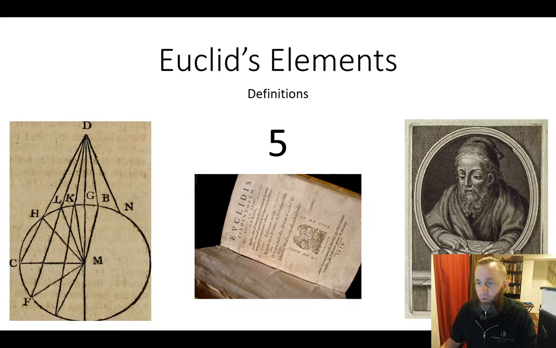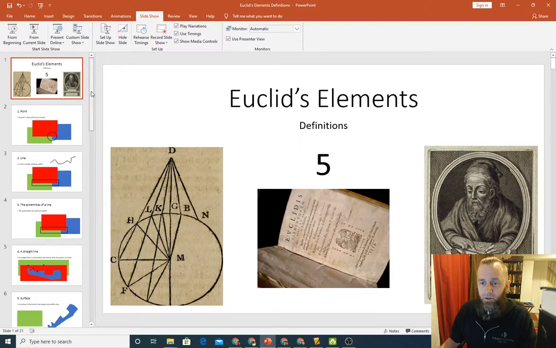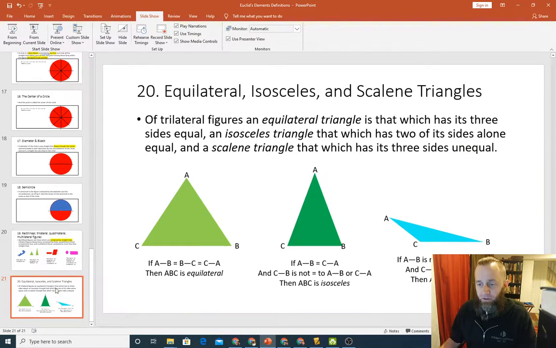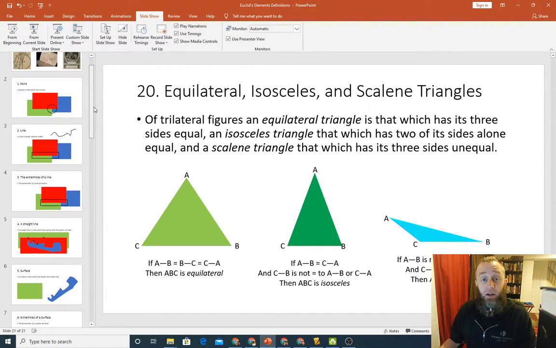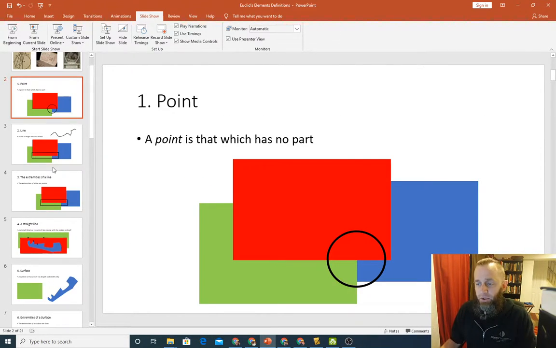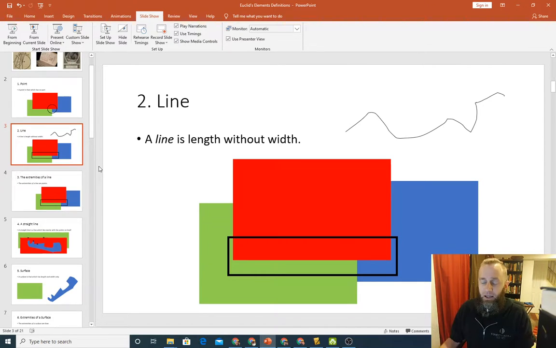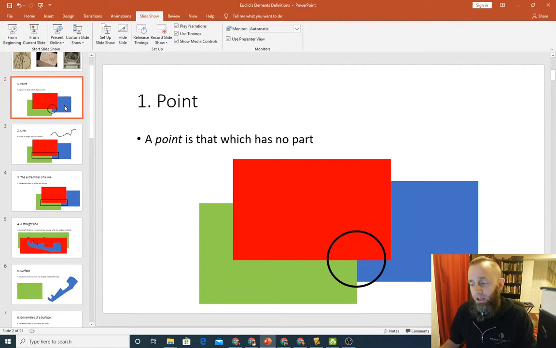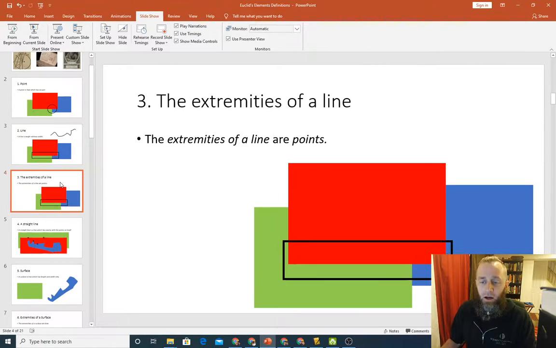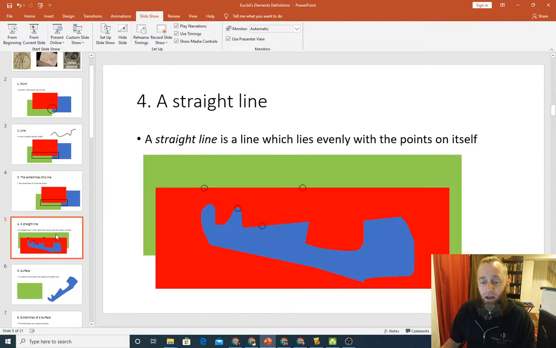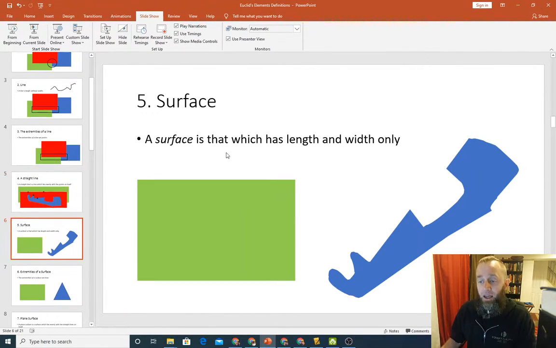All right, so we are on session 5 of Euclid's Elements, and we will be finishing the definitions today. Just for the sake of review, so far we have said that a point is that which has no part. We said that a line is length without width. So you take a point, it is location without any length, width, or depth. You give it length, and you have a line. You still have no width or depth. And then the extremities of a line are points, and a straight line is one that lies evenly with all the points on itself. After that, we said that a surface is that which has length and width.